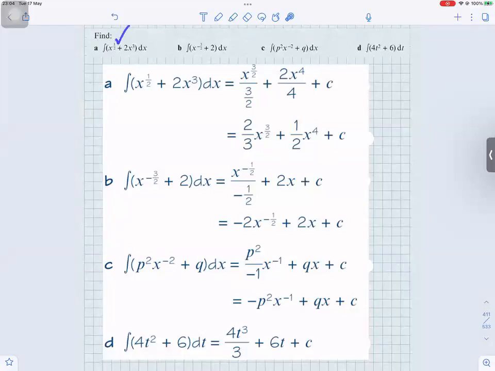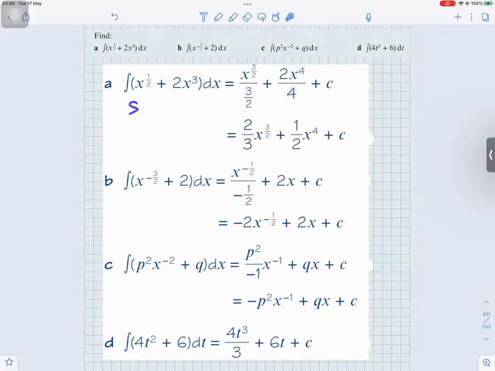Integral of x to the half plus 2x cubed, part A. This elongated s means integrate. So we integrate x to the half plus, after that we integrate 2x cubed. When we integrate x to the half, add 1 to the power, half plus 1 is 3 over 2, and you divide by 3 over 2. To integrate 2x cubed, add 1 to the power, 3 plus 1 is 4, and you divide by 4.